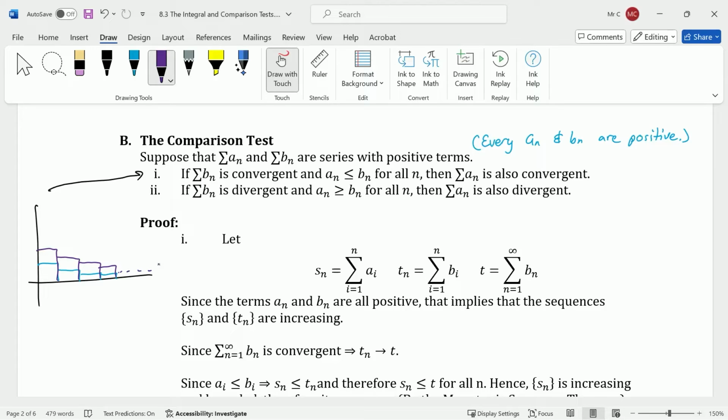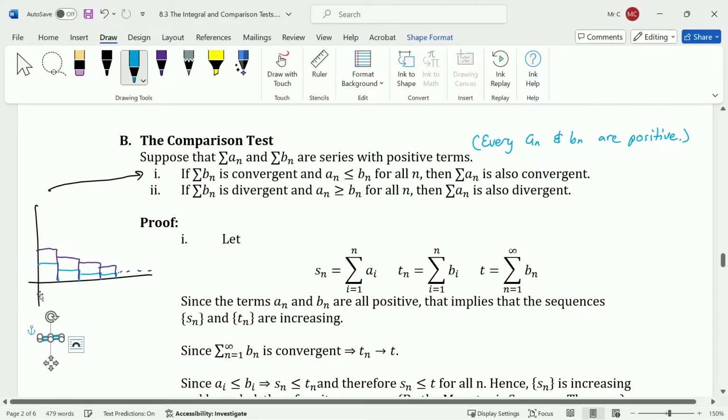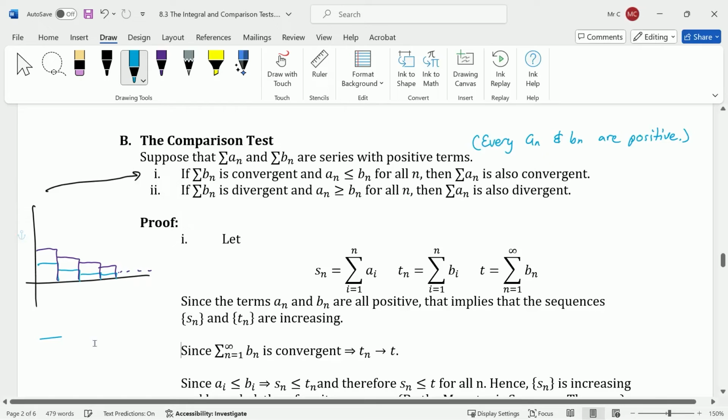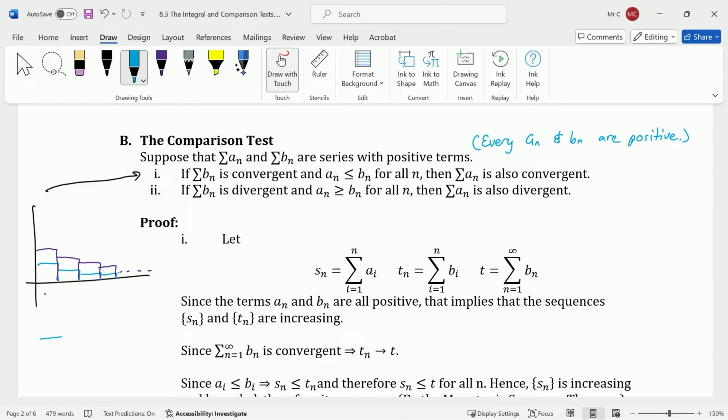Now you can see, hopefully from this picture, why the condition that the terms are positive is really important, because if they weren't, I could have blue rectangles that just went wild, like all over the place here.